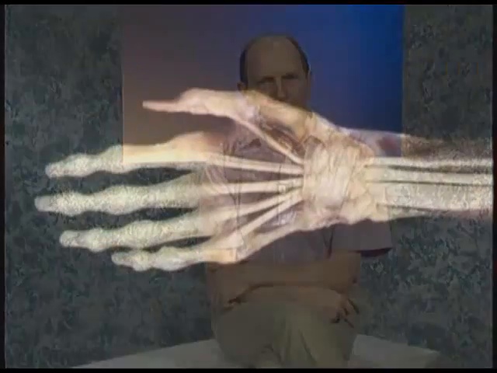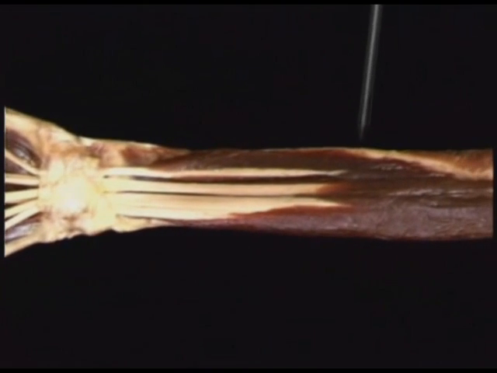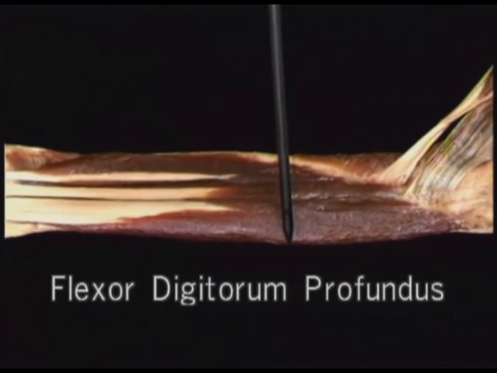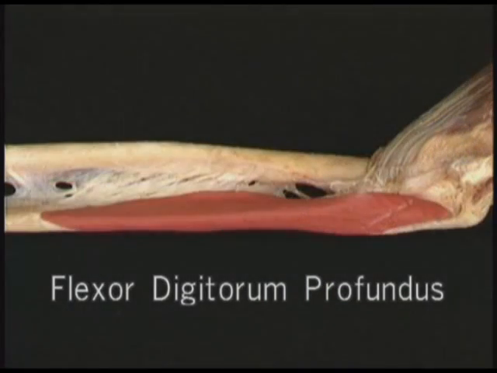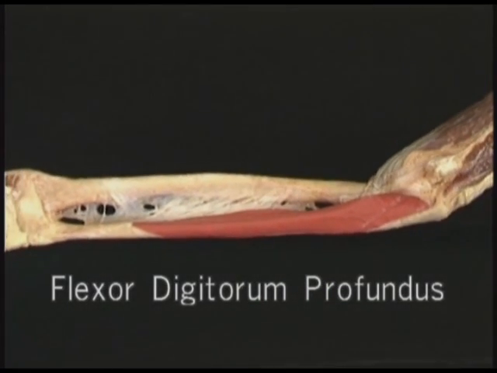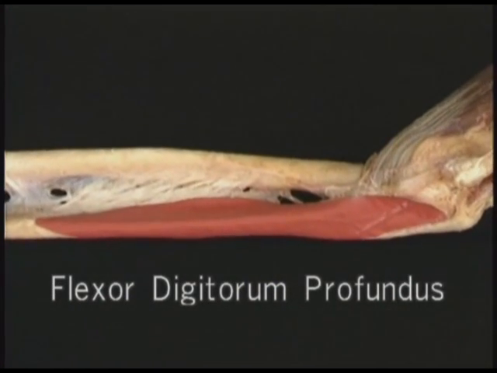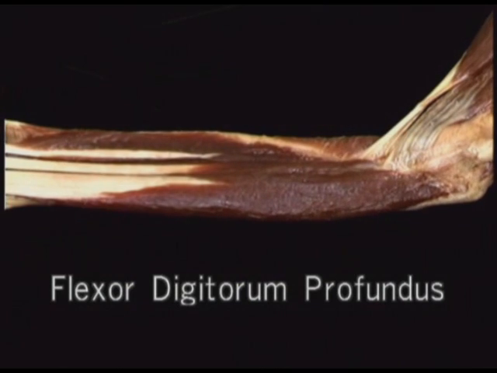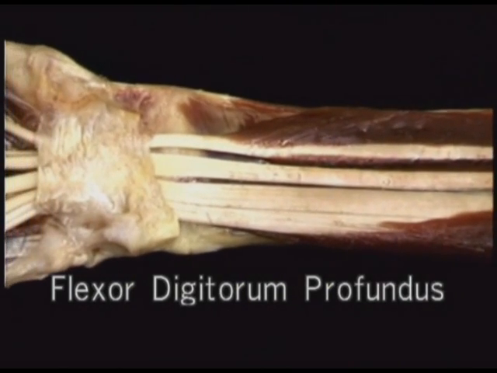Flexion of the fingers is produced by two long muscles, flexor digitorum profundus and flexor digitorum superficialis. Here's the deep finger flexor, flexor digitorum profundus. It arises from the anterior and medial surface of the ulna and from the interosseous membrane. Here are its four tendons, entering the carpal tunnel.